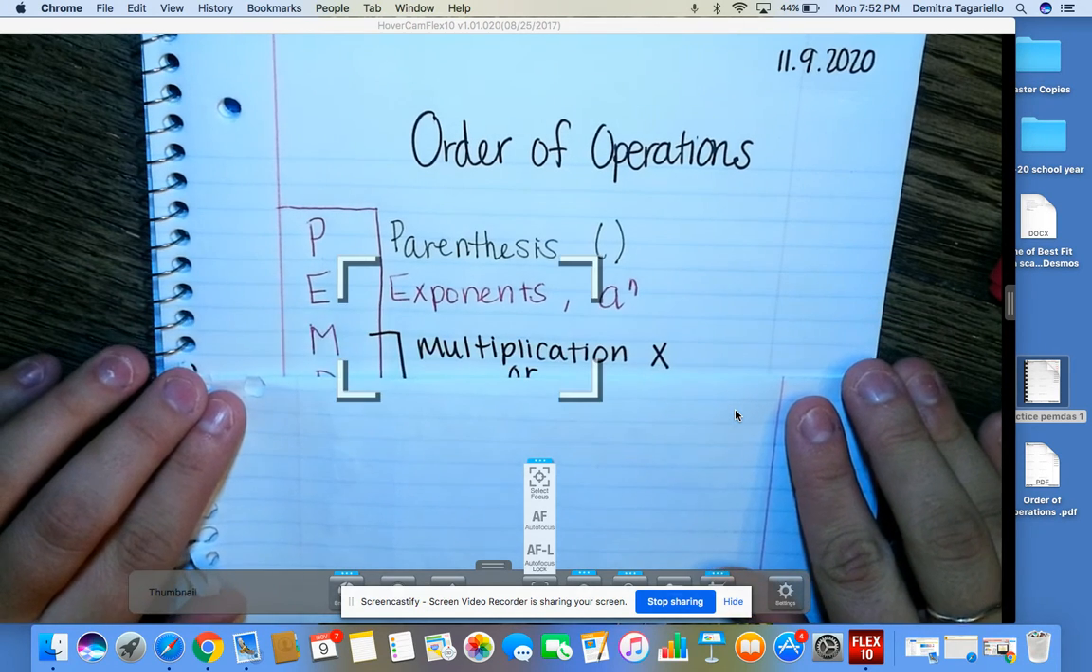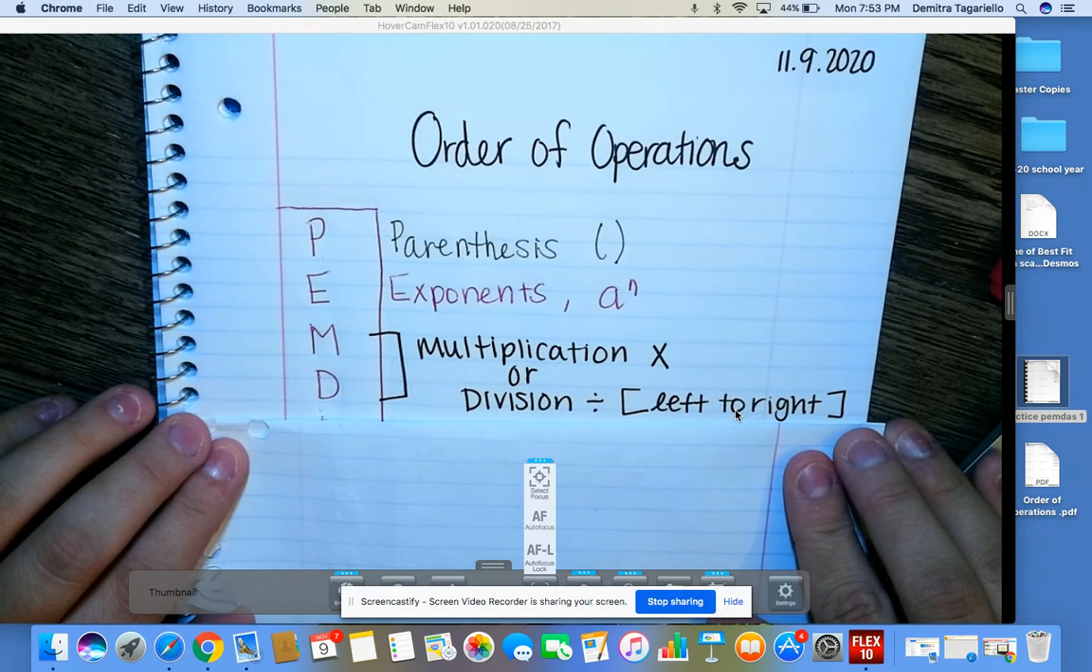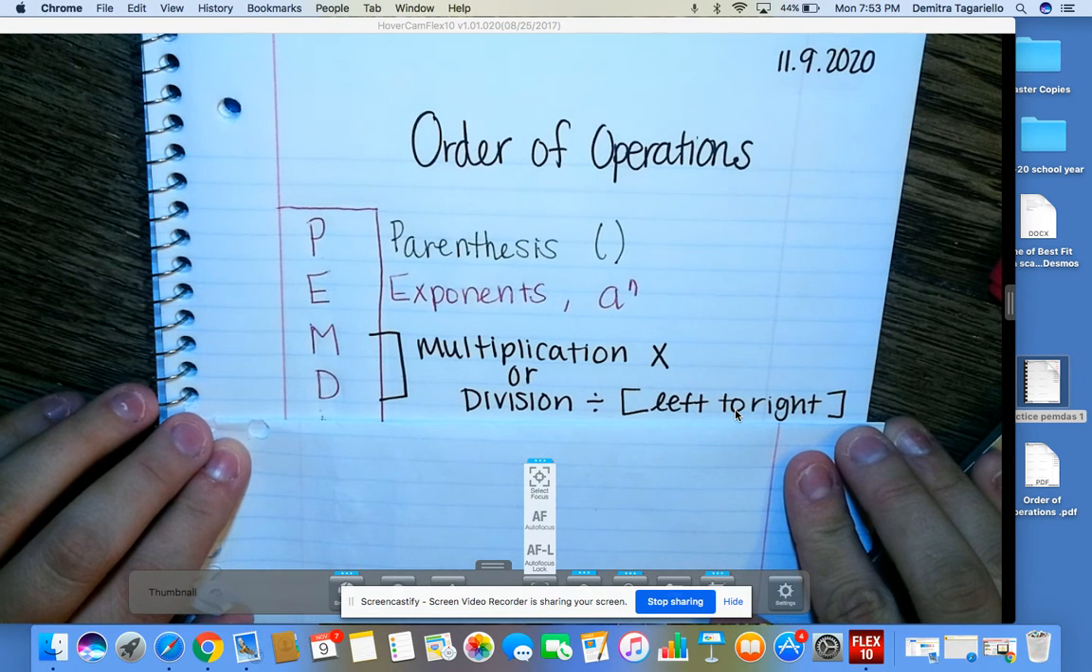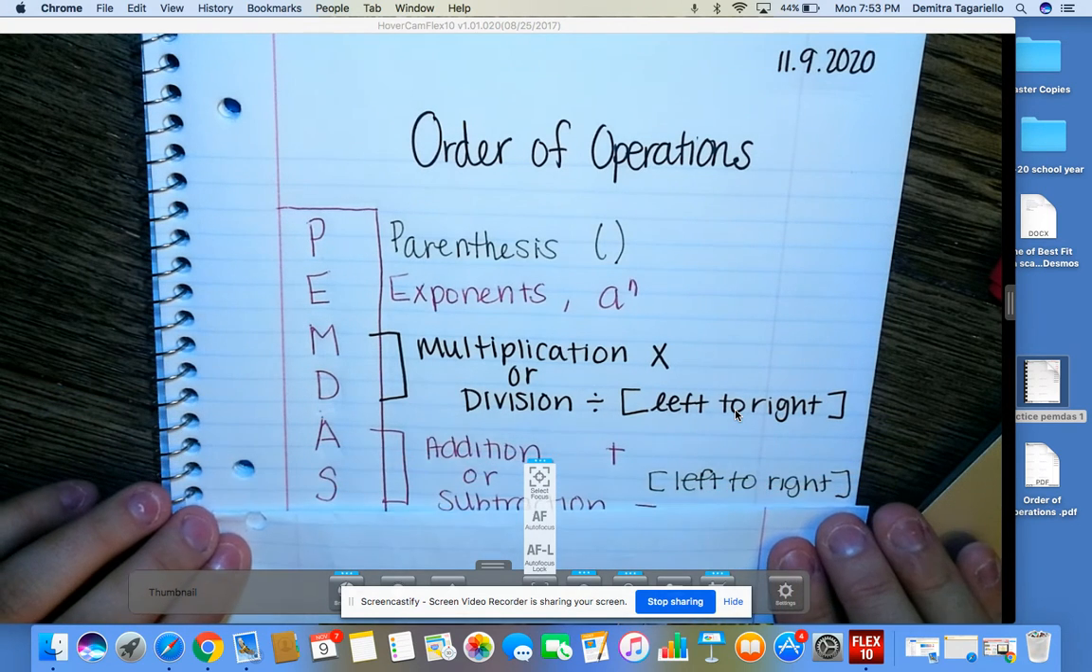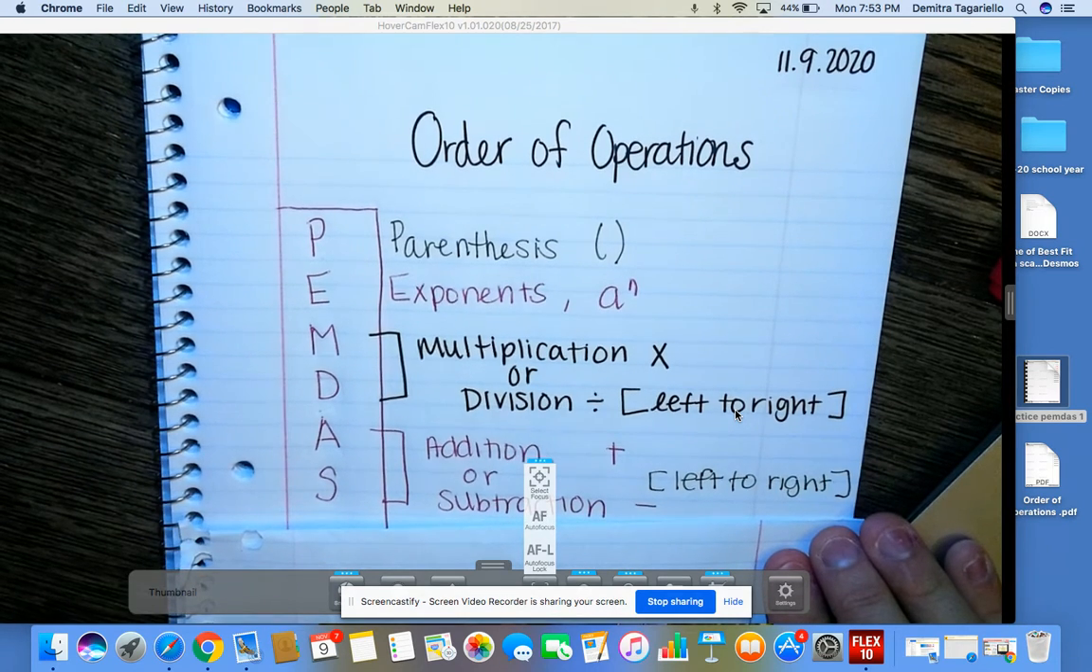Now, remember, to the nth power just simply means it could be squared, it could be cubed, depending on what it looks like. Okay, next we have M and D, so multiplication and division. So it could be either one of these. Remember, when you're following this in a problem, it is always left to right, just like when you read a book. Okay. Last but not least, we have A and then S. So addition first, then subtraction, again, left to right, in that order.